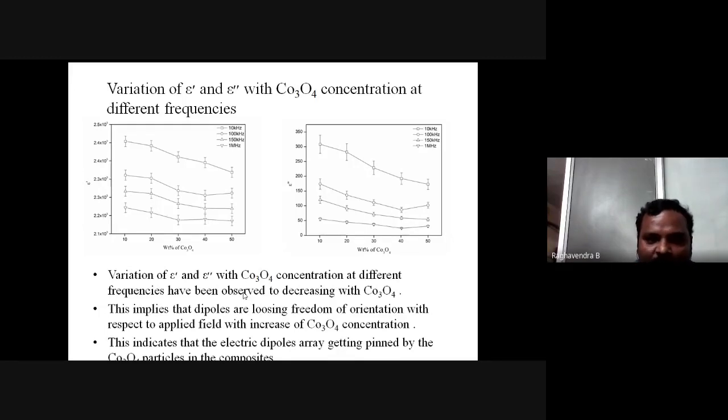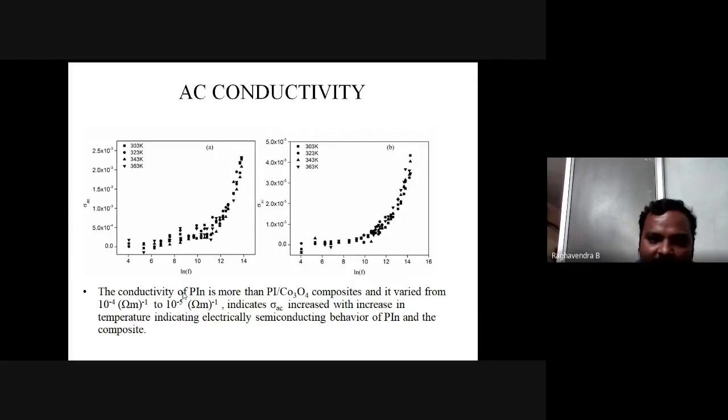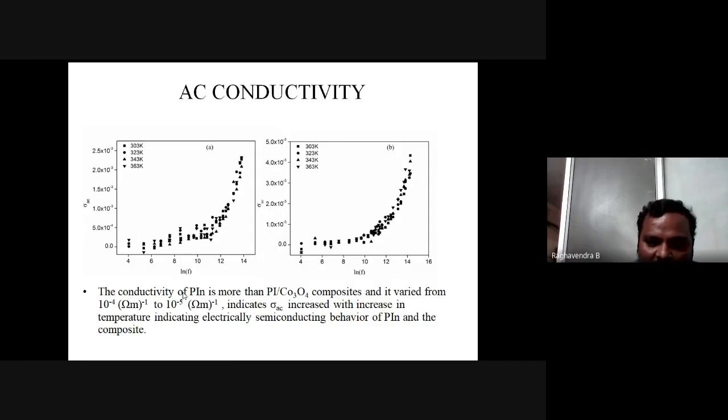Next, I will move on to the AC conductivity. Here we have studied the AC conductivity of the polymer matrix with the increase of frequency for different temperatures. You can observe here, as the temperature increases, the conductivity increases. So this indicates that polyindole and the polyindole Co3O4 composite behave like a semiconductor.